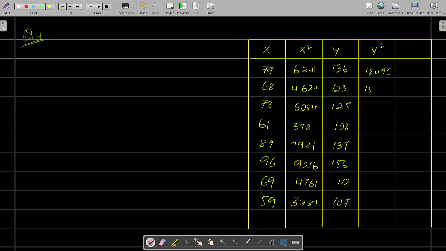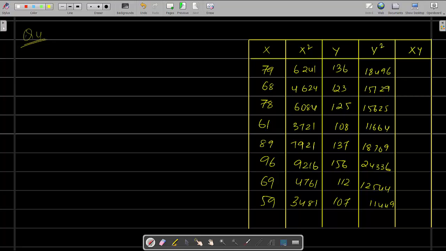123 square, 15129. 125 square, 15625. 108 square, 11664. 137 square, 18769. 156 square, 24336, 112 square, 12544, and lastly 11449. So this is the value, square of all the y variables here. The last one, you have to find out the sum of x and y.